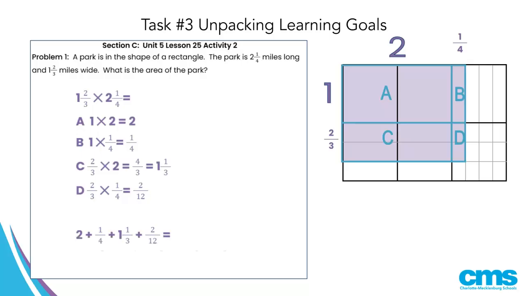I'm going to add all of those partial products together. 2 plus 1/4 plus 1 1/3 plus 2/12. But the problem is that I don't have like denominators. Because all of these fractions are related using 12ths, we're going to use 12ths. And I can change 1/4 to 3/12 using equivalent fractions, 1 1/3 to 1 4/12, and 2/12 is already in 12ths. So that would be equal to 3 9/12. Or I can use an equivalent fraction to rewrite that with smaller numbers as 3 3/4.